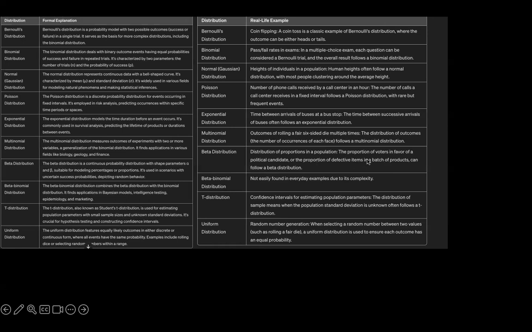So it's uncertain, right? Uncertain success probabilities. Otherwise, depicting random behavior, like defective pieces in a batch of products. And also uncertain success probabilities, like how many voters are in favor of a political candidate. It's uncertain. And also, like we didn't predict that Congress will be taking up the government, right? So how many voters are in favor?